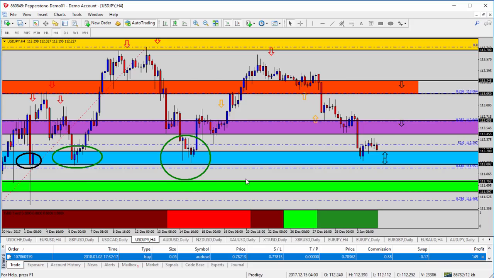So 1, 2, 3 times. Now we're here the 4th time. We made a low yesterday, bounce back up. Now we're holding above the 112.20 level. So 112.20 down to 112 is our best case scenario for trading this today. The worst case is that it breaks underneath. So we would look for a stop loss underneath the blue zone.